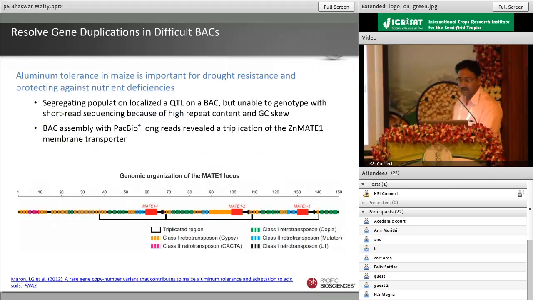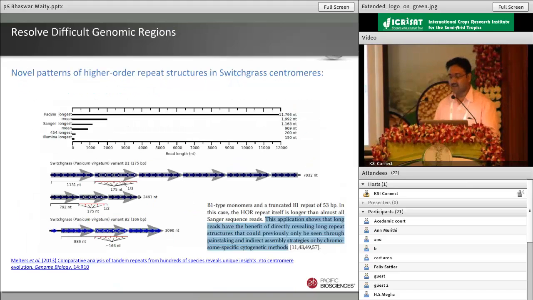One example is aluminum tolerance in maize, which has been linked with a copy number variation, and this particular copy number variation was elucidated with the very high read length of PacBio. That's how scientists have been able to understand why a certain variety of maize is able to grow better in a highly acidic environment, because this particular gene is reported to be a component of a cell transporter. Another example is in switchgrass, where copy number variation has also been shown to be very important in the biological processes itself.